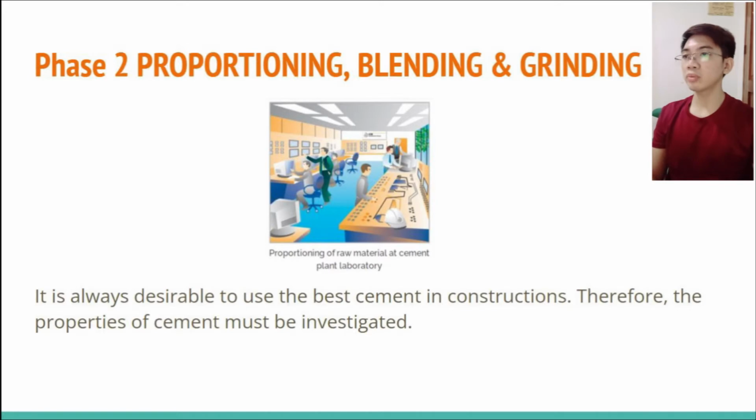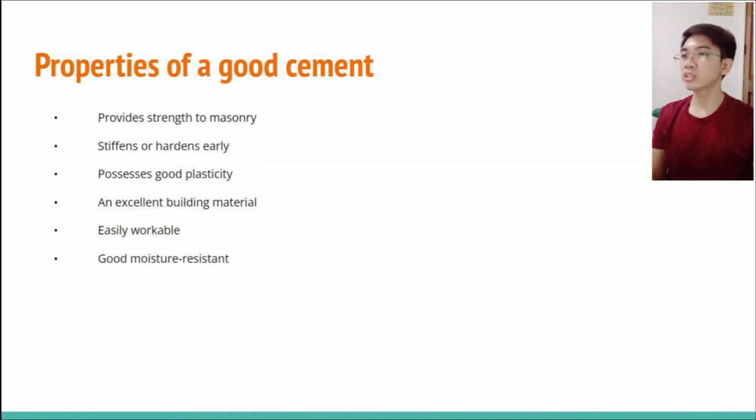It is always desirable to use the best cement in construction. Therefore, the properties of cement must be investigated. Although desirable cement properties may vary depending on the type of construction, generally, good cement possesses the following properties. It provides strength to masonry, stiffens or hardens early, possesses good plasticity, is an excellent building material, is easily workable, and has good moisture resistance.